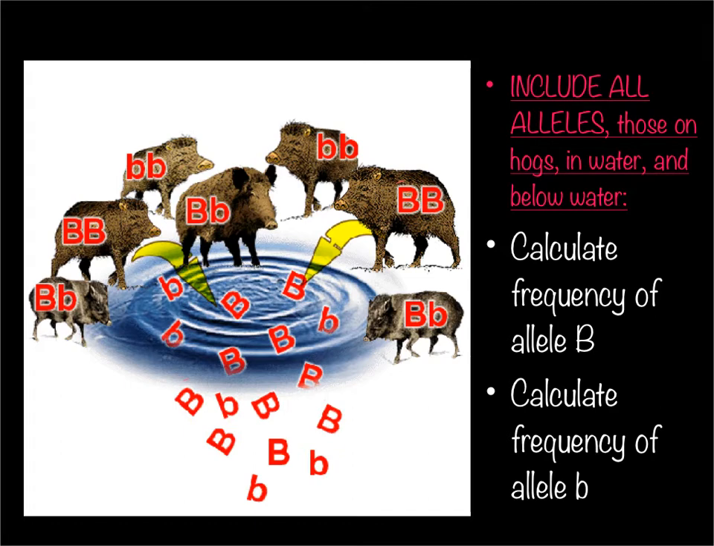When you do the actual math problem, this would be 17 divided by 30, and we're going to get approximately 57% as our allele frequency. And for lowercase b, we're going to get 13 divided by 30, so we're getting approximately 43%. Notice that these percentages add up to 100 because we're talking about all of the alleles in the gene pool.